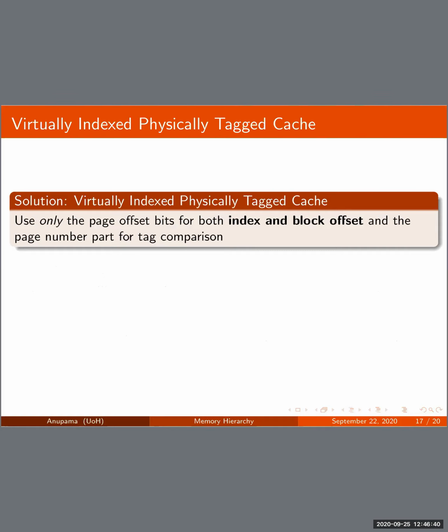What they have is what is called a virtually indexed, physically tagged cache. Please remember that the virtual address consists of the page number and the page offset. So you use only the page offset bits for both the index and block offset of the cache, and the remaining bits, which is basically the page number bits, as the tag of the cache.